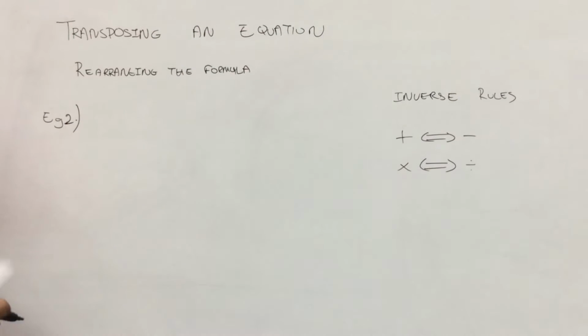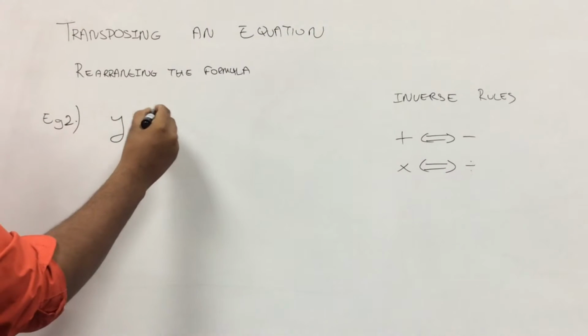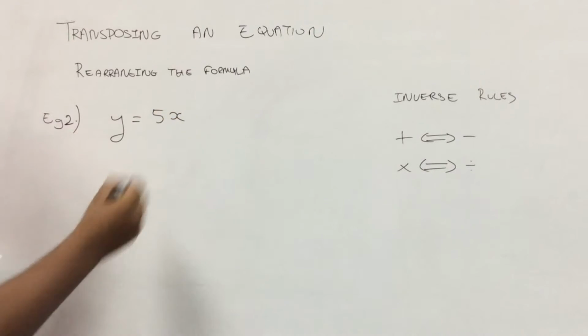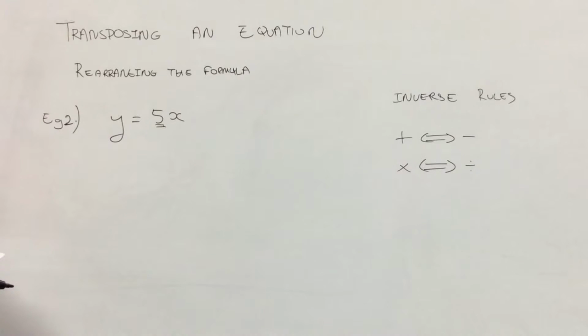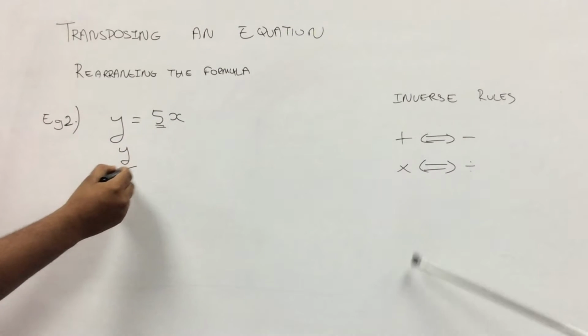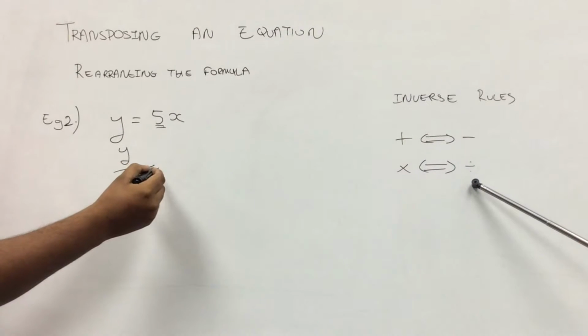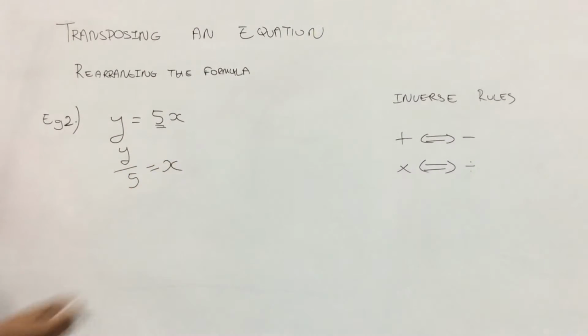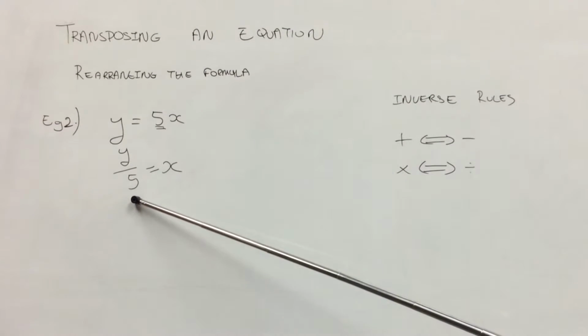Now go to equation 2. Y is equal to 5x. We want to make x the subject of the formula, so you take the multiply 5 and divide, carry across the equal sign, you get divide by 5. So therefore, the equation reads x is equal to y over 5.